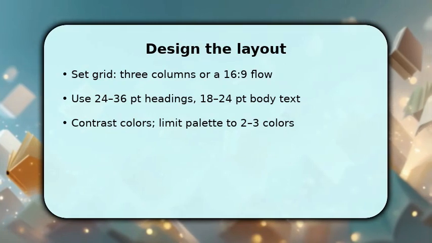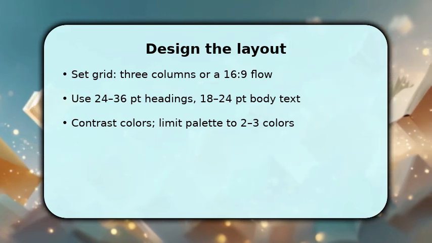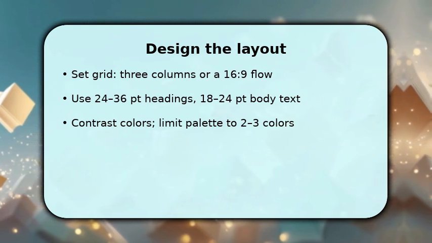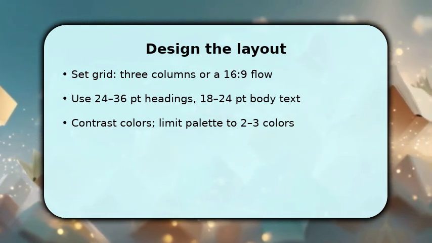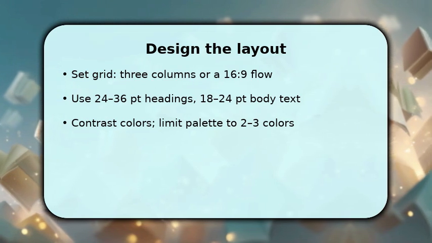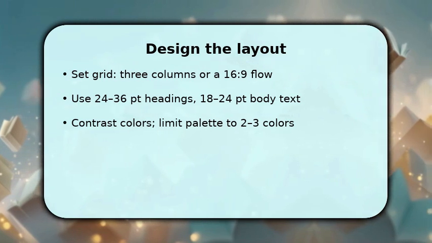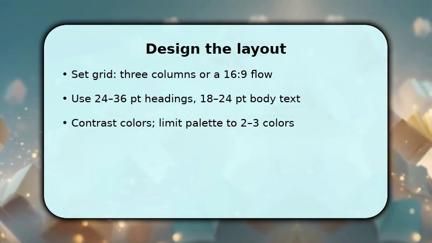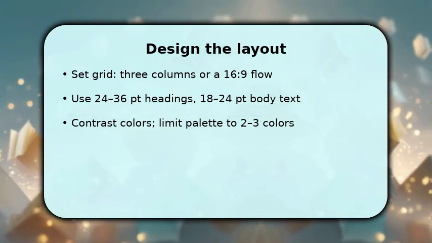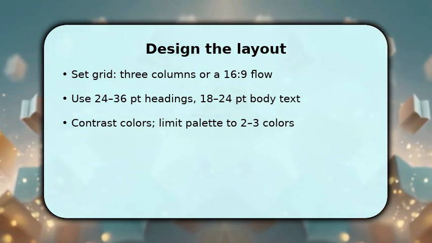Now you craft the body of the poster. Establish a grid, 3 columns, or a 16:9 flow, so content reads naturally. As you place headings and paragraphs, use 24 to 36 point for headings and 18 to 24 point for body text so viewers can read at a distance. Once text is in, insert figures with clear captions and maintain at least 0.5-inch white space around each element. Also apply a 2-3 color palette for contrast, and make sure charts prioritize clarity over decoration.